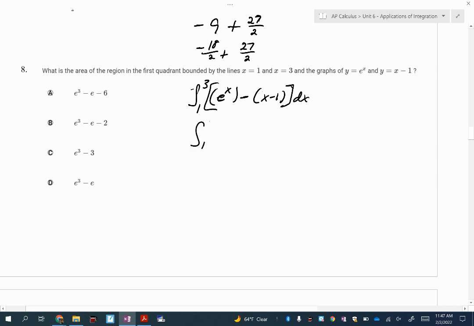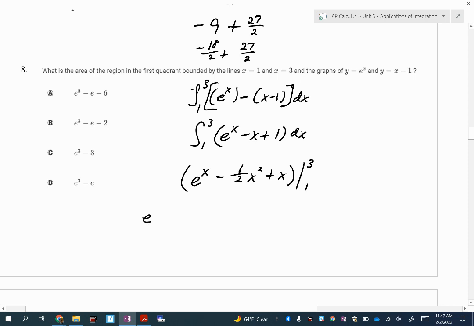Okay, so that's the integral from 1 to 3 of e to the power of x minus x plus 1. Let's find the antiderivative of this. So the integral of e to the x is actually just e to the x minus 1/2 x squared plus x, evaluated at 3 and 1.